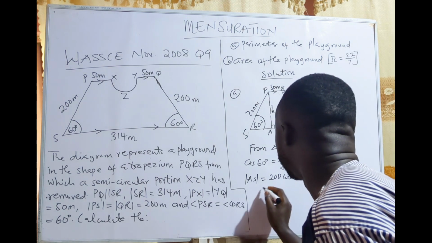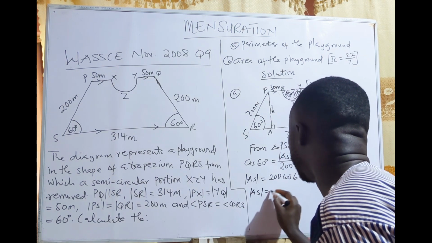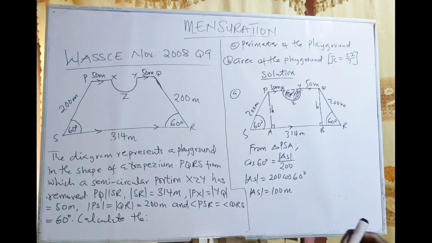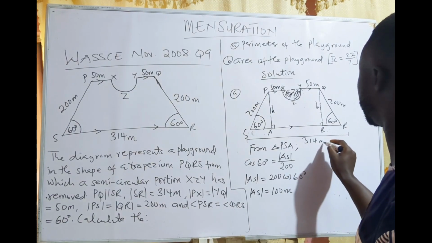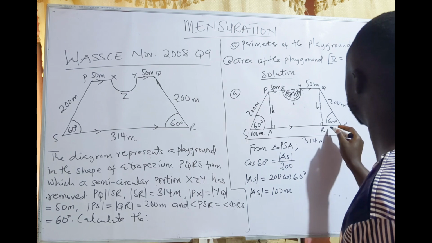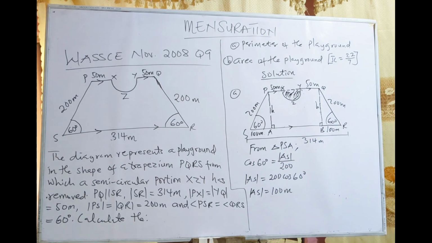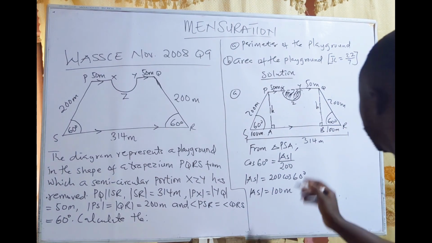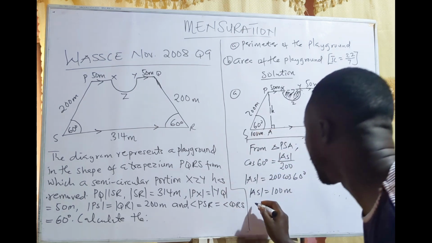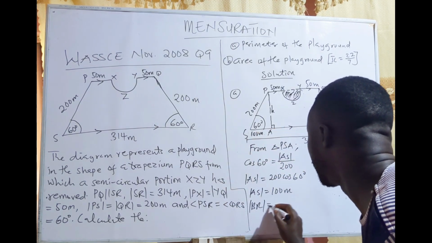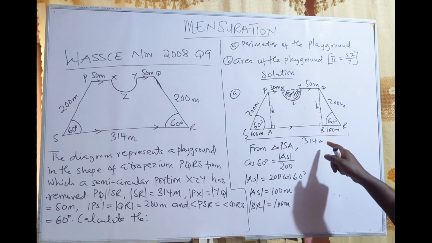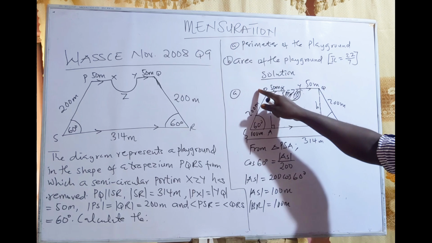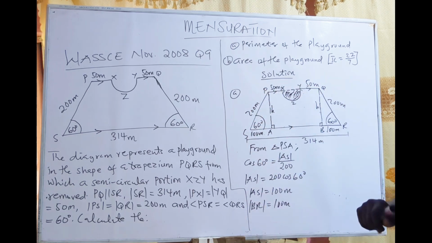So my AS will be equal to 100 meters. The whole of this is 314 meters, and here is 100 meters, and here is 100 meters. We know that AS is the same as BR, so my BR is also going to be 100 meters. If that is the case, then I can find AB, and AB will be the same as PQ. Then I can find XY.